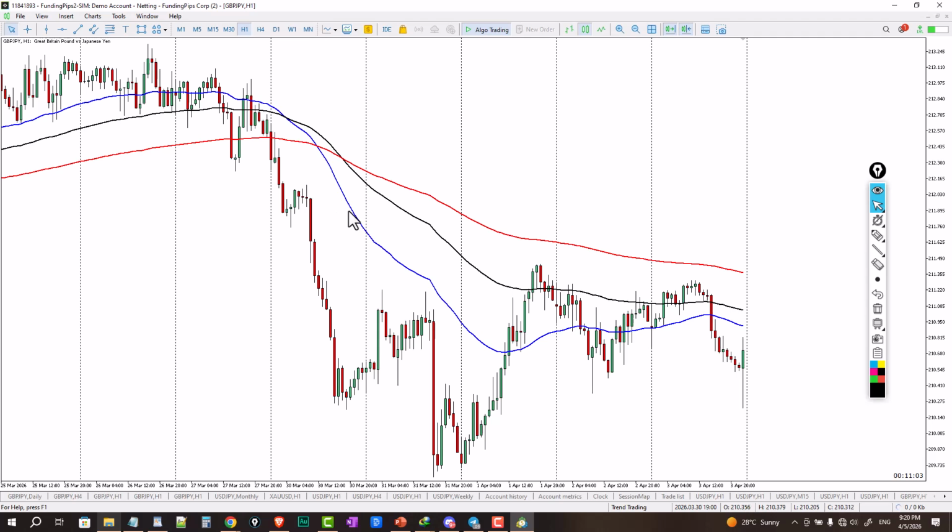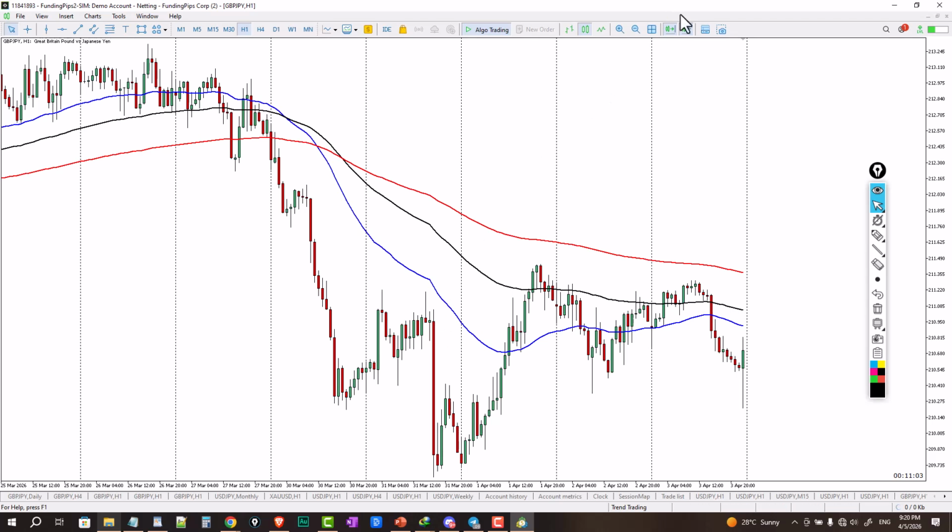The proper order for a downtrending market will be the 50, that's price being below the 50 period moving average, which is the blue line here. And then the blue line being below the 100 period exponential moving average, which is the black line here. And then the black line being below the 200 period exponential moving average, which is the red line here. So in this case, as long as price is below the moving averages, and then the blue one is below the black one, and the black one is below the red one, in that order, then that is the proper order for a bearish trending market.